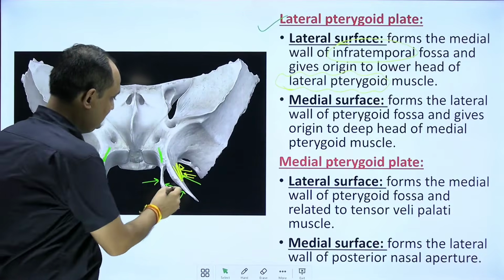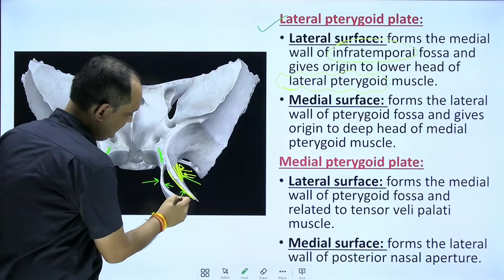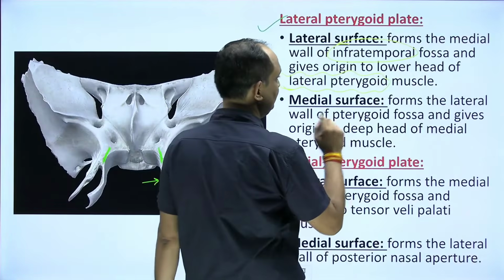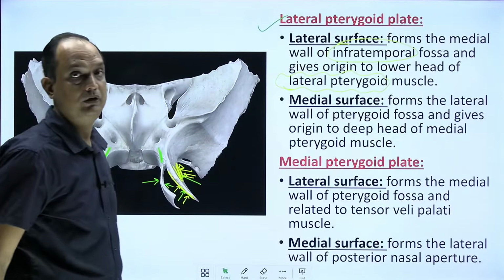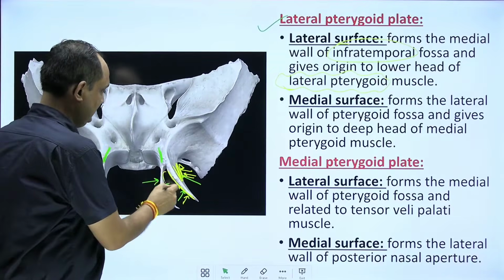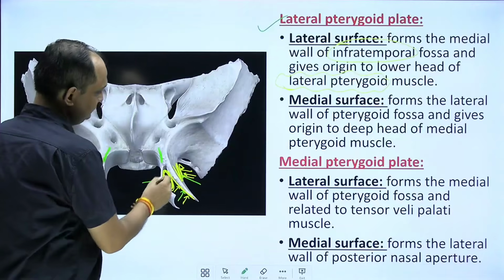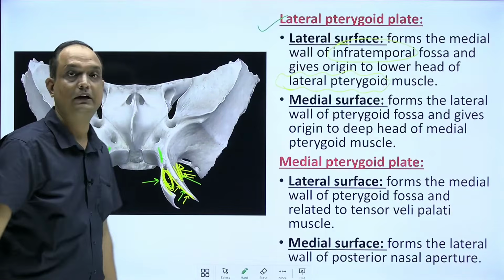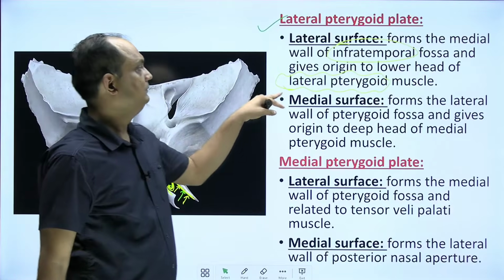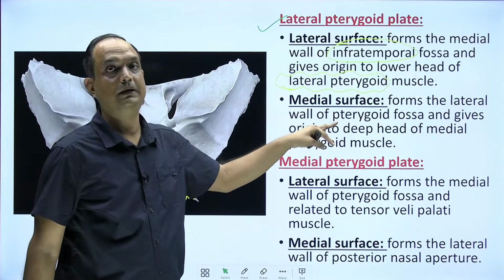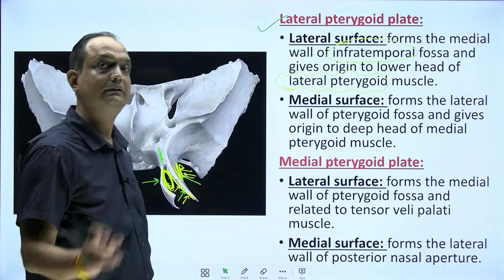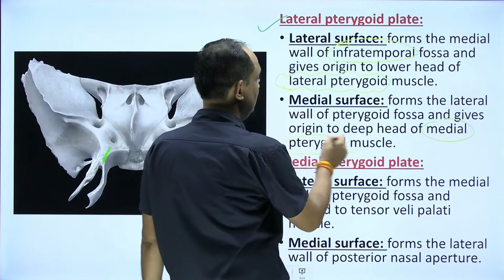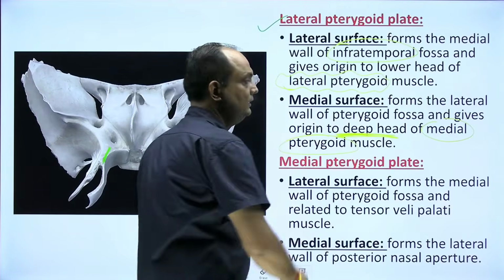Now, when you see the medial surface of the lateral pterygoid plate, that means we are talking about this area, which forms the lateral wall of the pterygoid fossa. Obviously, the pterygoid fossa is present here between the two plates. So, this surface is forming the lateral wall and this surface is forming the medial wall of the pterygoid fossa. The medial surface of the lateral pterygoid plate also gives origin to the medial pterygoid muscle, which is the deep head of the muscle.